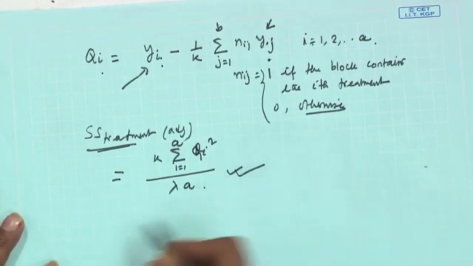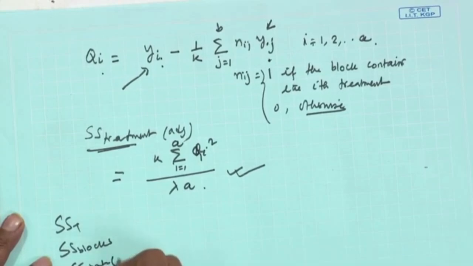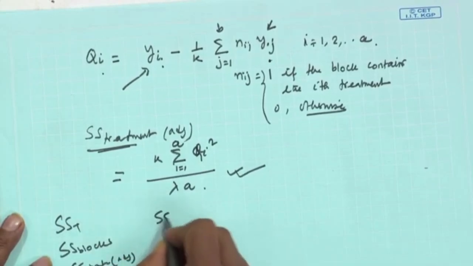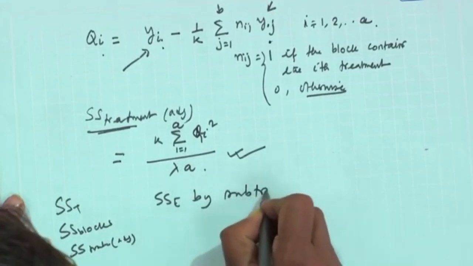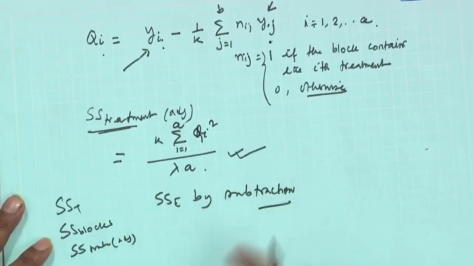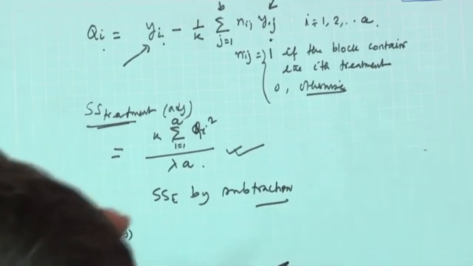Then SS total is known, SS block is known, SS treatment adjusted is known. So, SS error will be by subtraction, you can calculate by subtraction. Okay.